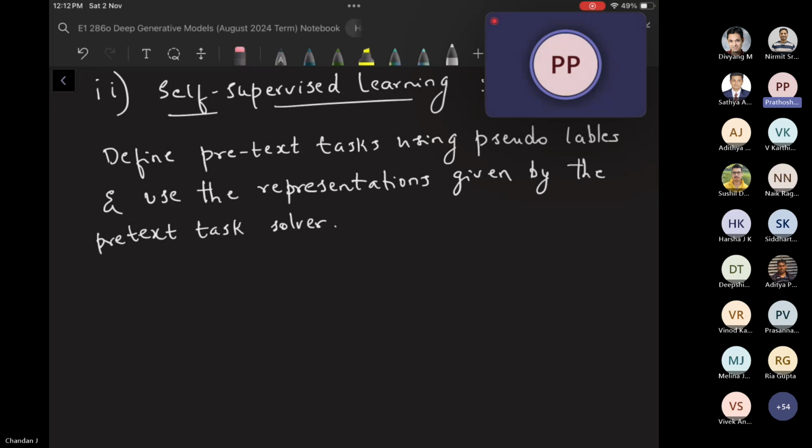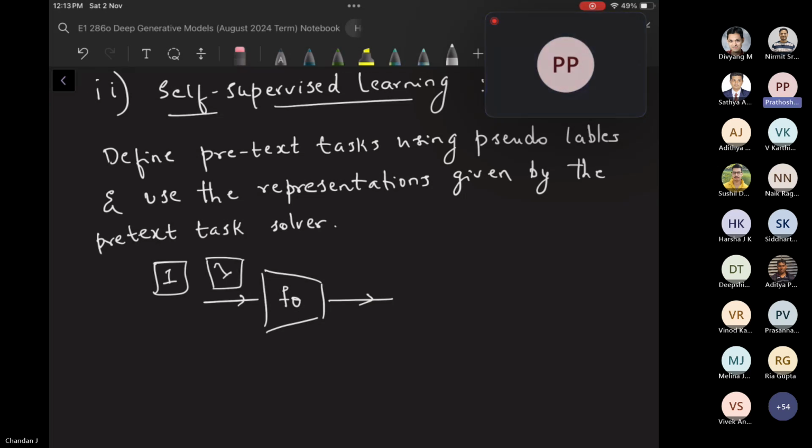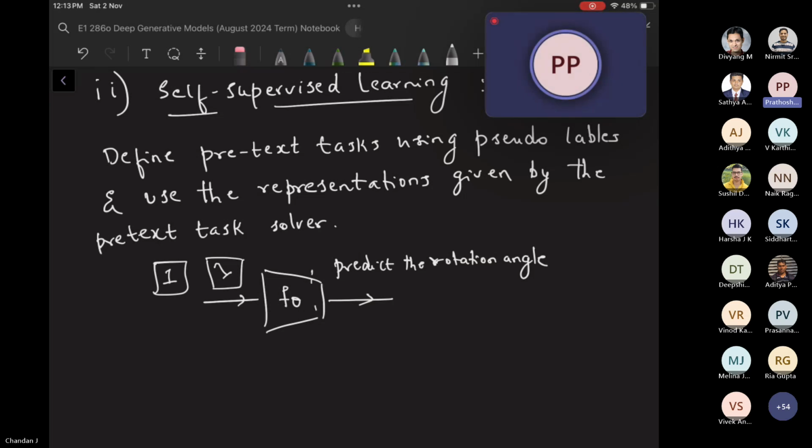So what is the idea? Let's say that you are given some images. You build a neural network, call this f theta. What this would do is take an image and take its rotation, let's say, and this network would simply predict the rotation angle. Train this network to predict the rotation angle and take the penultimate layer of that as your Z. That is what I'm trying to say. This is one of the pretext tasks.